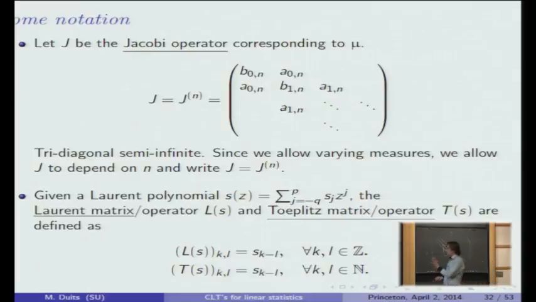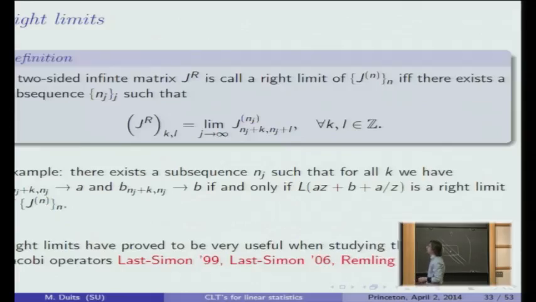Okay, so using that definition, I can just say that, well, if in my previous theorem, right, okay, I need one more definition. A two-sided infinite matrix JR is called a right limit of Jn if we have the following. We take this block and we set n to infinity, and if there is a limit, then we call that the right limit. And we only need a limit along a subsequence. So one Jacoby operator can have different right limits.